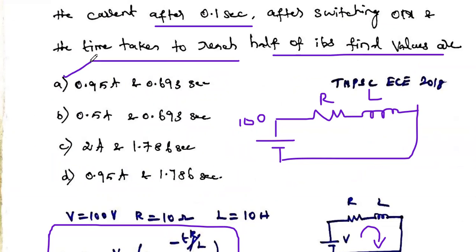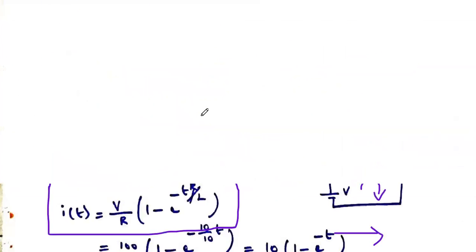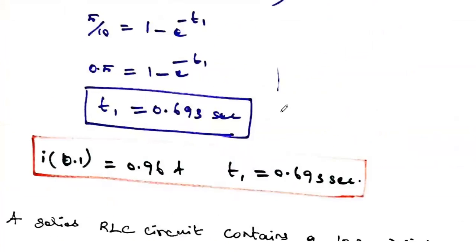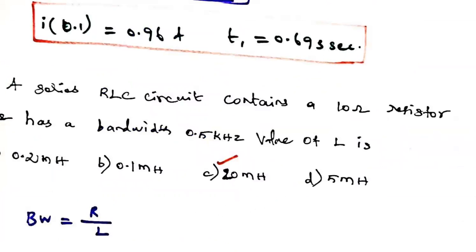0.96 and is 0. So A is the correct option. Okay, so this is the TNEB ECE 2018 question. Then you check the next question.